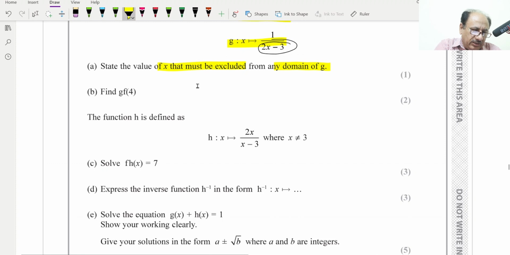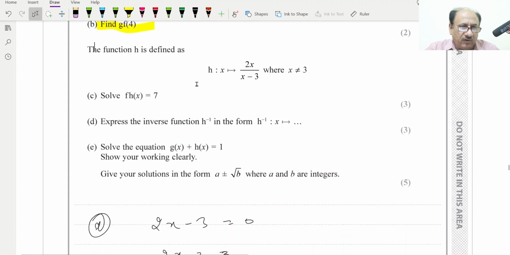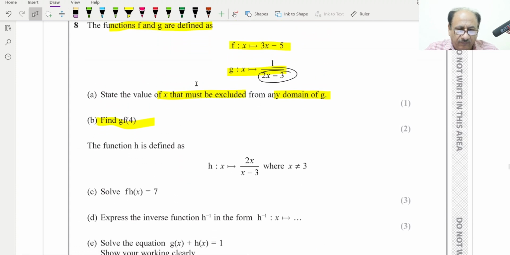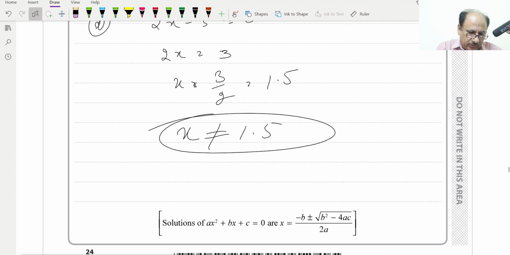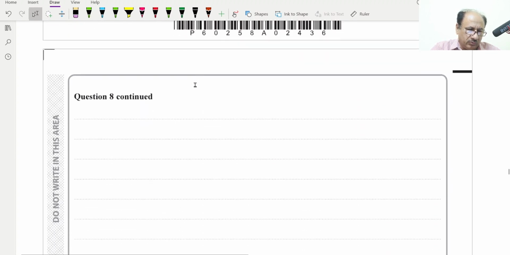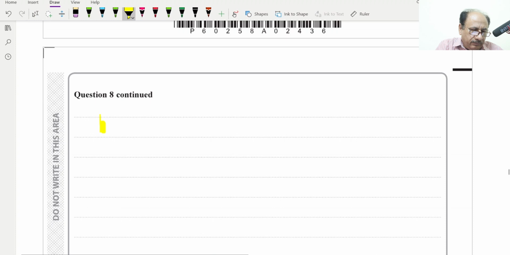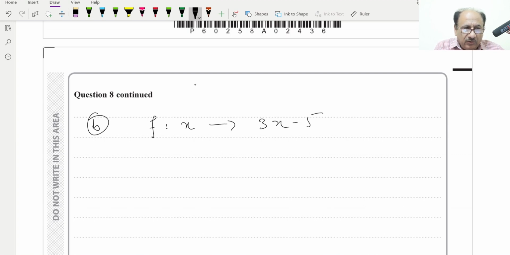And B part, find g of f of 4. So first of all we will write f of 4. f of x is equal to, so we can write B part over here, and B part is f of x, we know is such that 3x minus 5. So f of 4 will be equal to 3 into 4 minus 5, which is 12 minus 5, which is 7. So f of 4 will be 7.